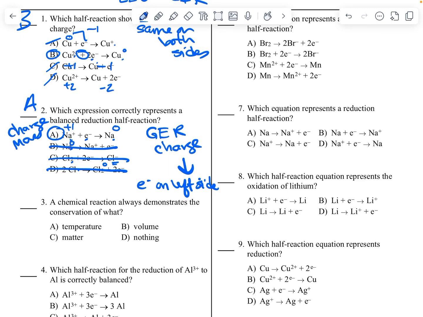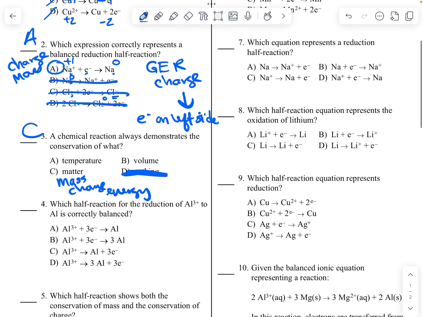A chemical reaction, I just talked about this. A chemical reaction always demonstrates the conservation of matter, which can be mass, charge, energy. It's definitely not going to have conservation of temperature or volume.